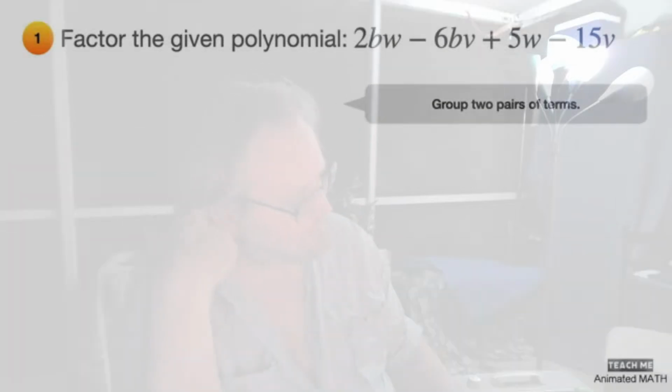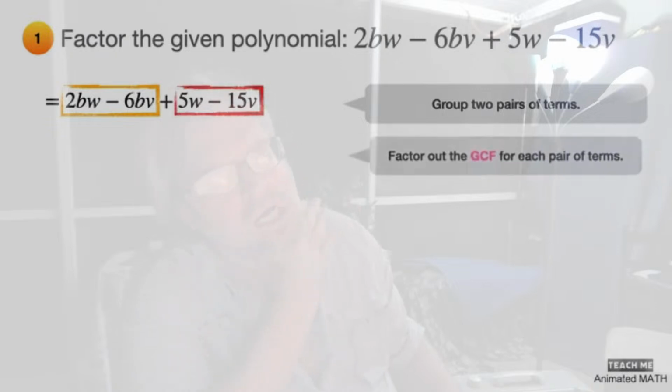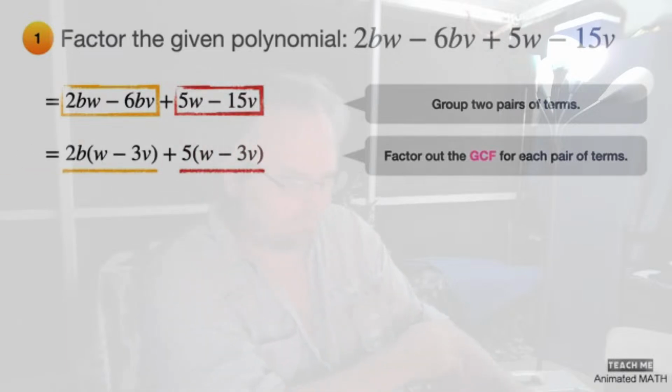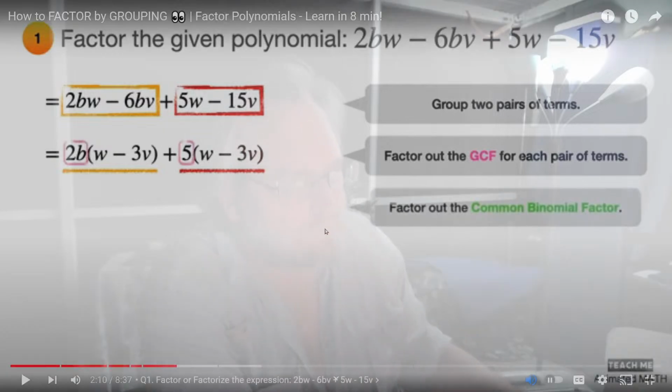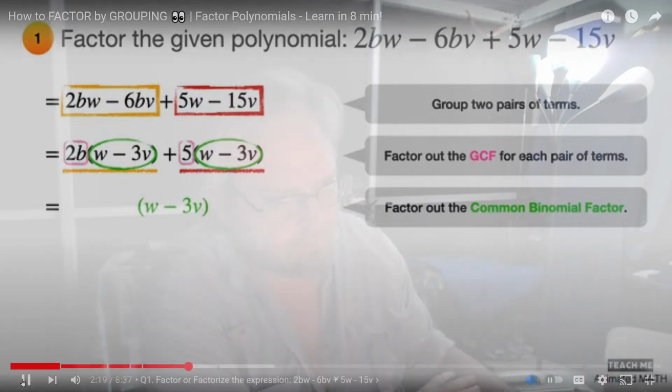Group 2 pairs of terms and work on them separately. The pairs of terms are shown using the orange and red boxes. Factor out the greatest common factor from each pair of terms. These GCFs are 2b and 5. Factor out the common binomial factor, which is w minus 3v. You can then combine the GCFs from each pair of terms.